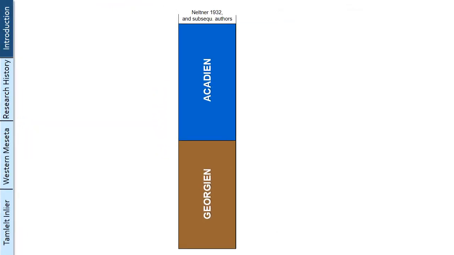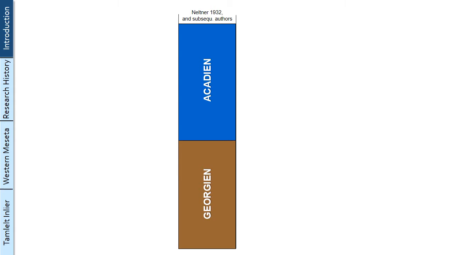These trilobites, particularly the paradoxidids, bring us already to a problem of Cambrian stratigraphy in general and of the Moroccan and West Gondwanan Cambrian stratigraphy in particular. Traditionally, the Cambrian succession of Morocco has been subdivided into a Georgian and an Acadian.